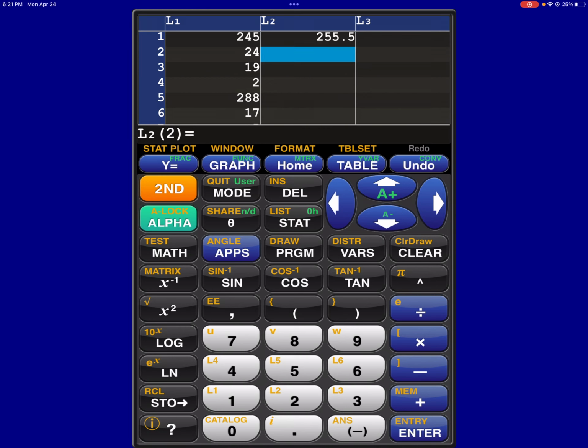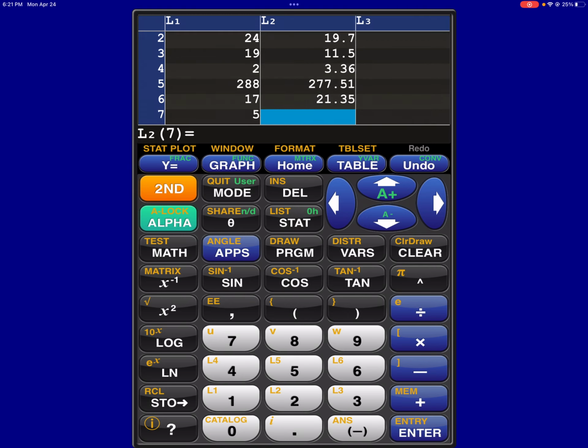All right, and so now our expected, so 255.5, 19.7, 11.5, 3.36, 277.51, 21.35, 12.4, and finally 3.64.